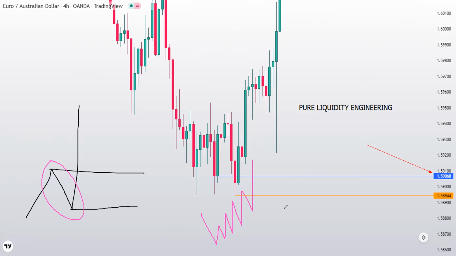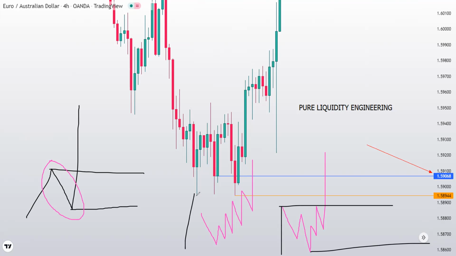Or the market does maybe something like this. Then it goes in that specific direction. Maybe this was your validation point and this was your invalidation point. Actually, what happens, as we know, is that the market is a slave to liquidity.